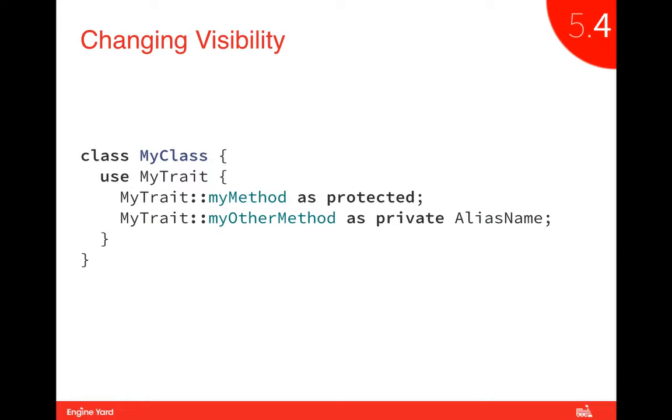You can also change visibility. So we've also broken the object model. Basically, use whatever your trait is, my trait method as protected. So you can just change the visibility. Protected, private, public, you can go any direction. You can also do aliases at the same time. So my trait, my other method as private alias name. I'm not sure about this. I don't think it's a good idea, but it's there.